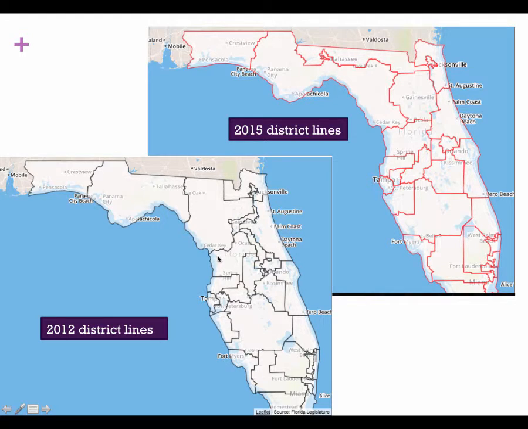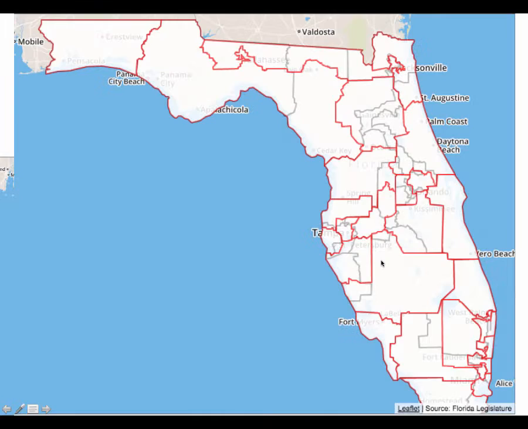So you have the old maps here, the new map here. Maybe this one would be more helpful. This is both of the districts. The gray is the old districts, and the red is the new. So quite a bit of a difference there.